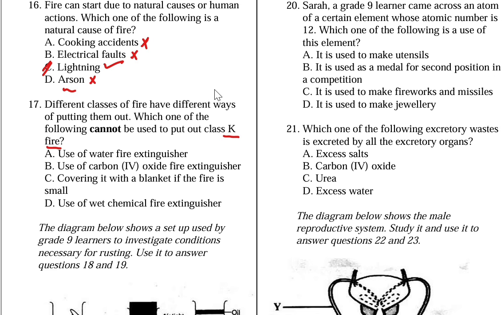So remember, class K consists of fires caused by things like oils, like cooking oils and others. And therefore, we can use carbon dioxide to smother the fire, that is, we cut the oxygen supply.